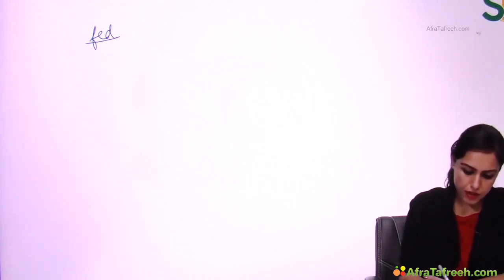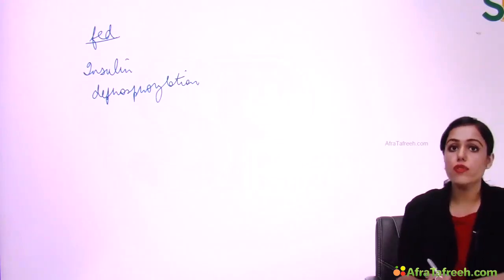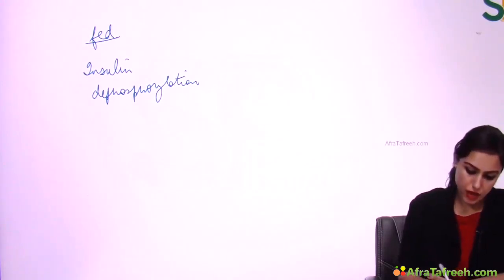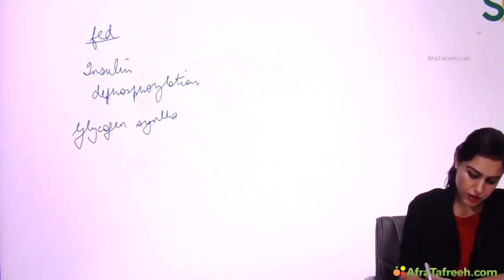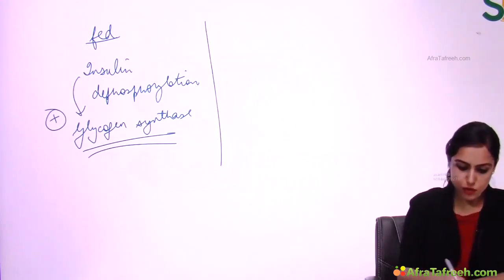Now we have to do the regulation of glycogen. I will try to make regulation very easy for you. You know that formula that in fed state, insulin is there. Insulin will cause dephosphorylation. So by doing dephosphorylation in fed state, insulin will activate the anabolic pathway, glycogen synthesis. So this glycogen synthase enzyme is activated by insulin by causing dephosphorylation.